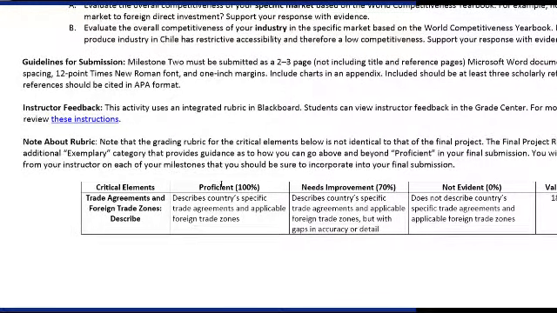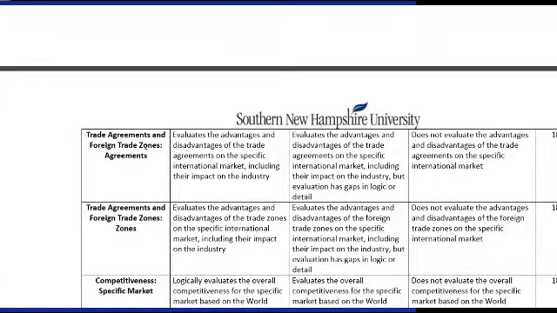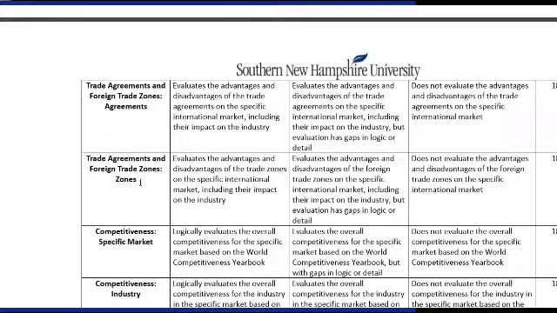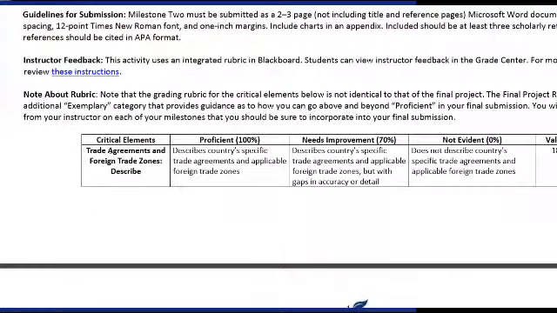For example, look here. The critical elements that I'm going to be grading are here: trade agreements and foreign trade zones, describe; trade agreements; foreign trade zones; competitiveness, specific market. Now, if you look over here, let's say trade agreements and foreign trade, there's a value of 18 points.